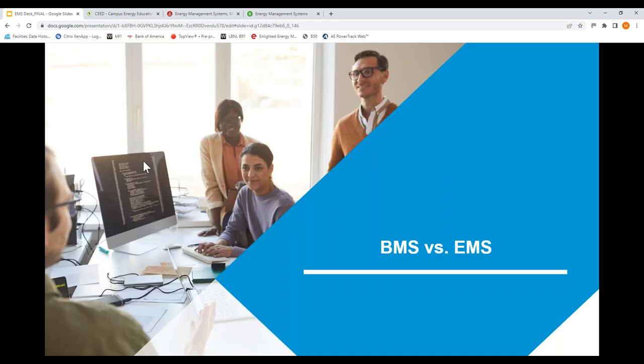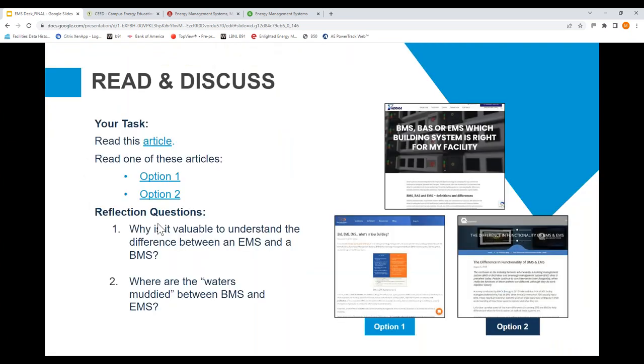All right, so now we're going to move into our last section here, the BMS versus EMS. And we are going to start with another activity. In this case as well, Diane, I need you to place both of those links into the chat for everybody. There are two different options, two different articles here. You can choose one or two.